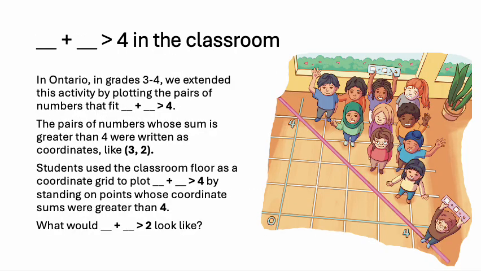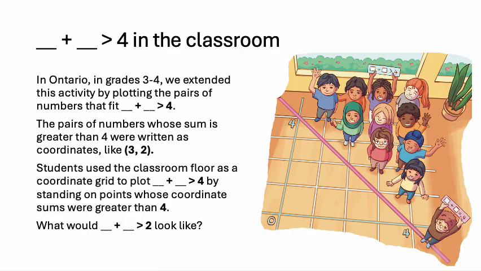In Ontario, in grades 3 and 4, we extended this activity by plotting the pairs of numbers that fit blank plus blank is greater than 4. The pairs of numbers whose sum is greater than 4 were written as coordinates, like 3, 2.